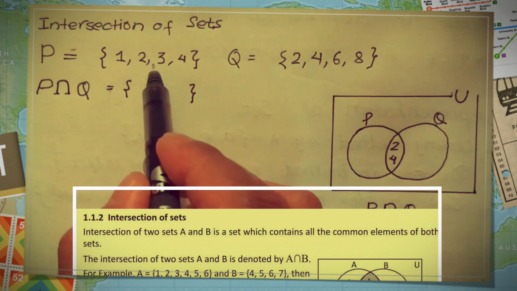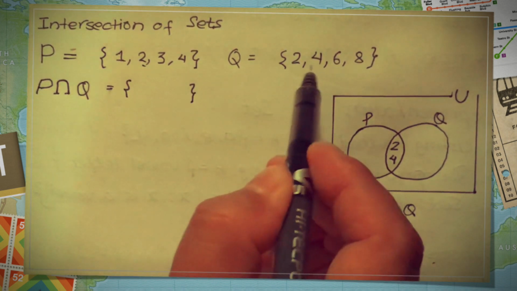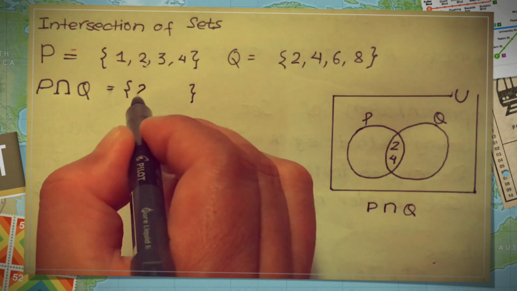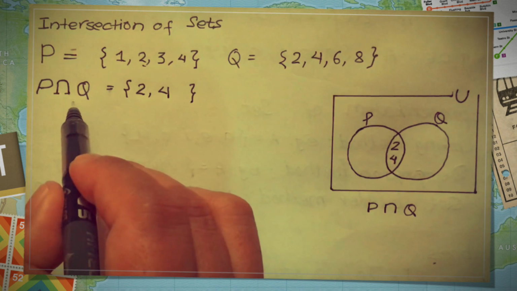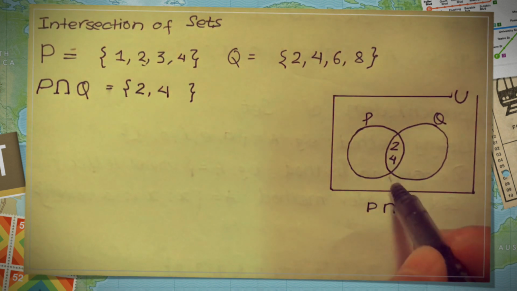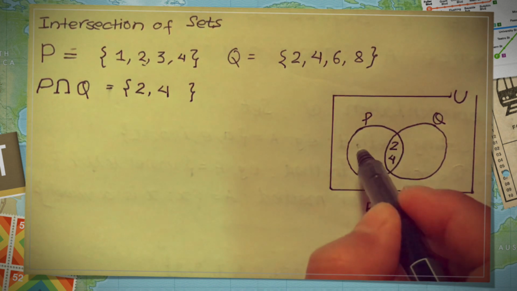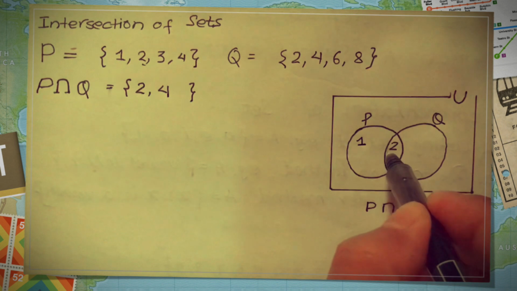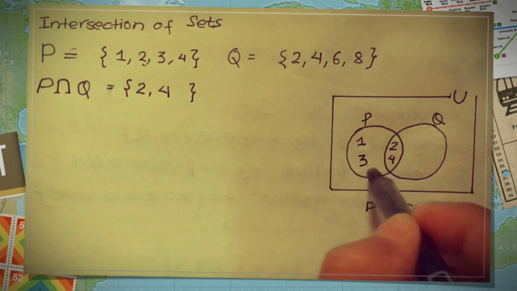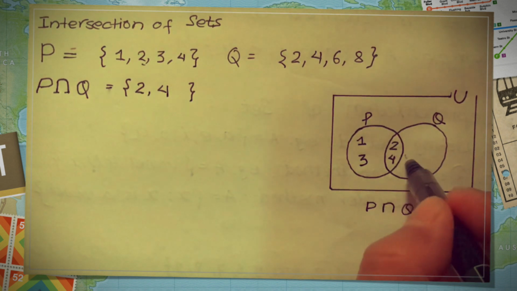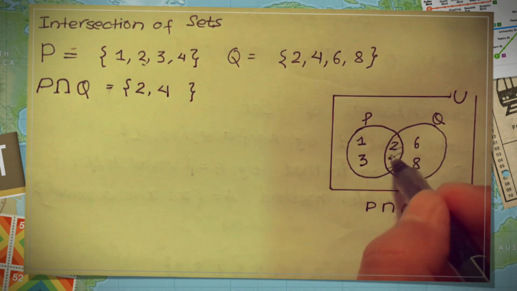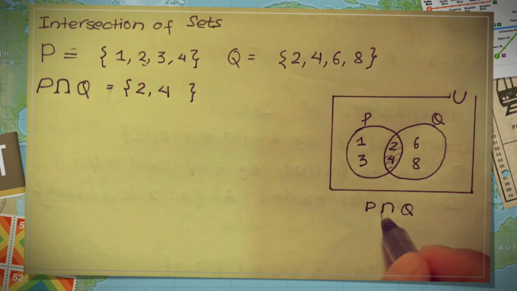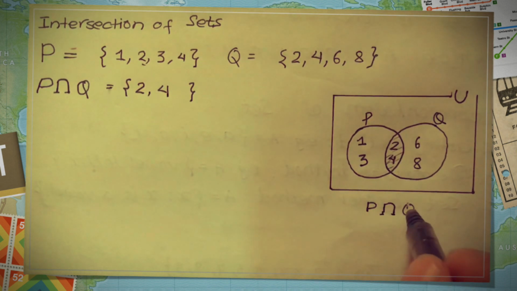So in the two sets, 2 and 4 are common, so we only write the common elements. So this is P intersection Q. And in the Venn diagram, P intersection Q is 2, 4, and the remaining parts we have to show: for P, 1, 2, 3, 4 and for Q, 2, 4 is already common, so 6. And we have to shade this part to show P intersection Q. Okay.